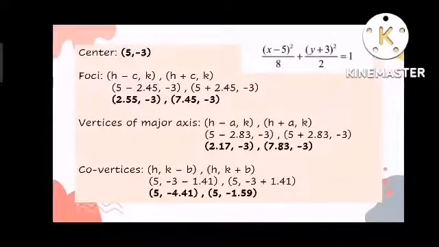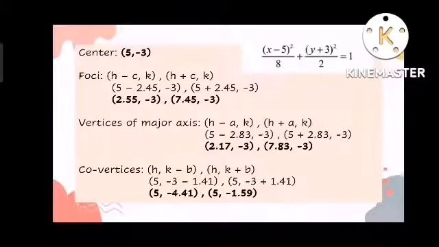So to get the foci, we're going to use h minus c, k and h plus c, k. So we're going to substitute h to 5, c to 2.45, and k to negative 3. So we have 5 minus 2.45, negative 3, and 5 plus 2.45, negative 3. So kung i-simplify, we have the foci 2.55, negative 3, and 7.45, negative 3.